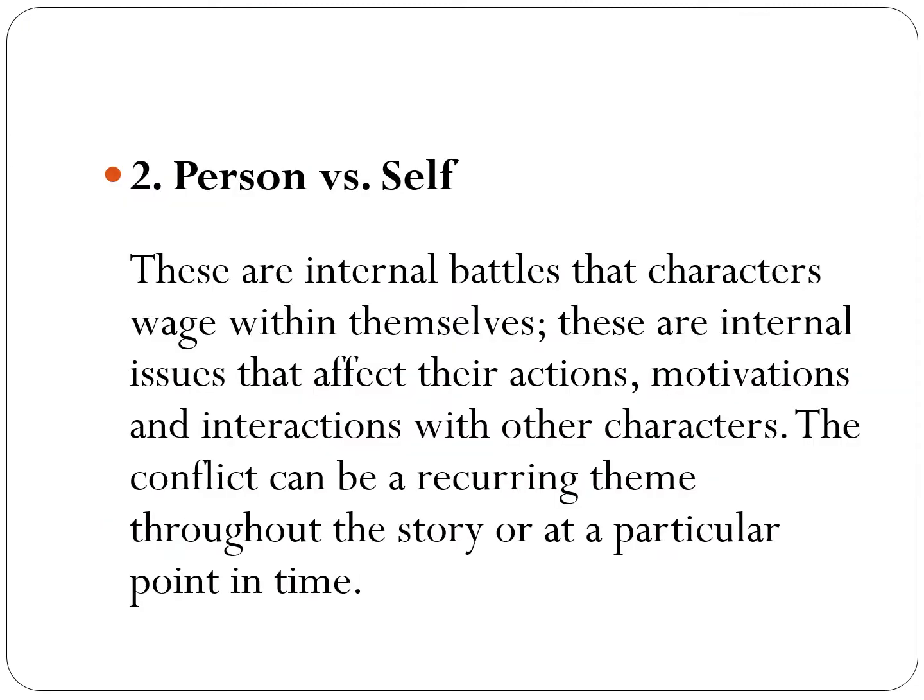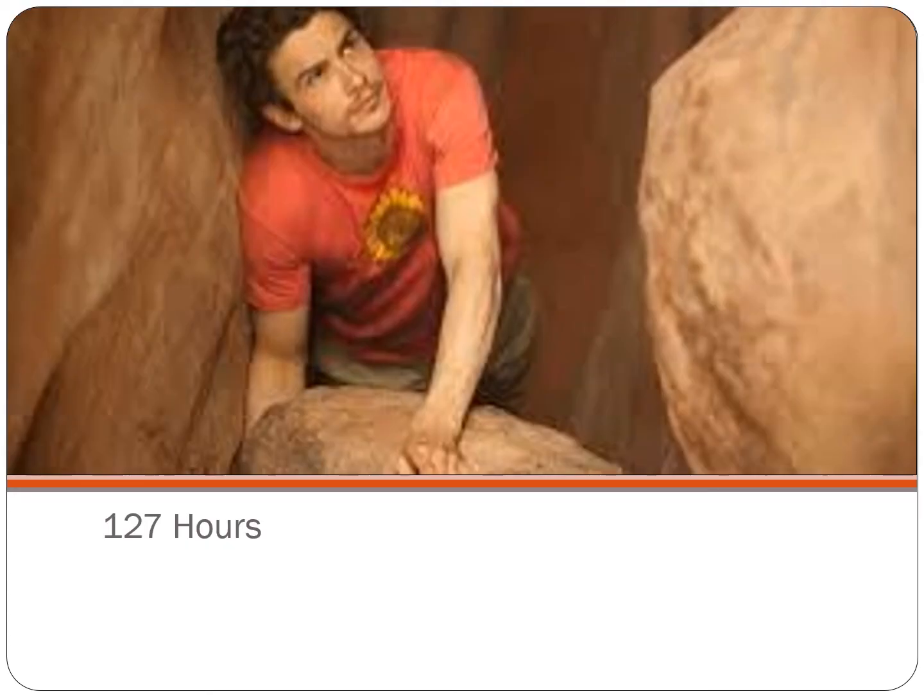Person versus self. These are internal battles that characters wage within themselves. These are internal issues that affect their actions, motivations, and interactions with other characters. The conflict can be a recurring theme throughout the story or at a particular point in time. An example of man versus self is 127 Hours, wherein the main character needs to find the courage within himself to do what he needs to do in order to survive.